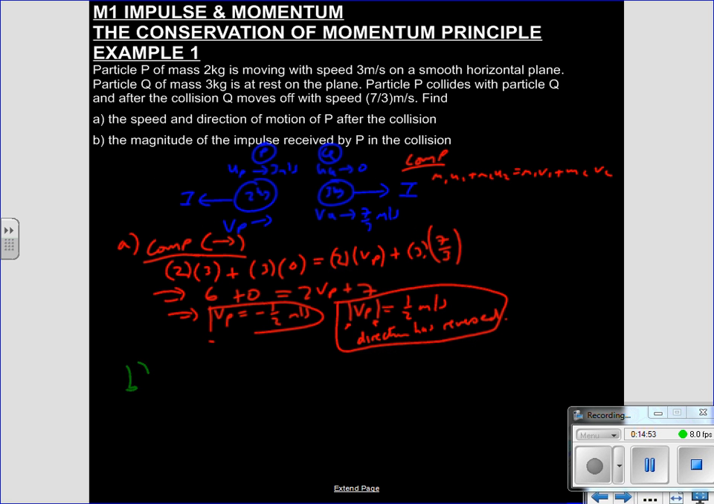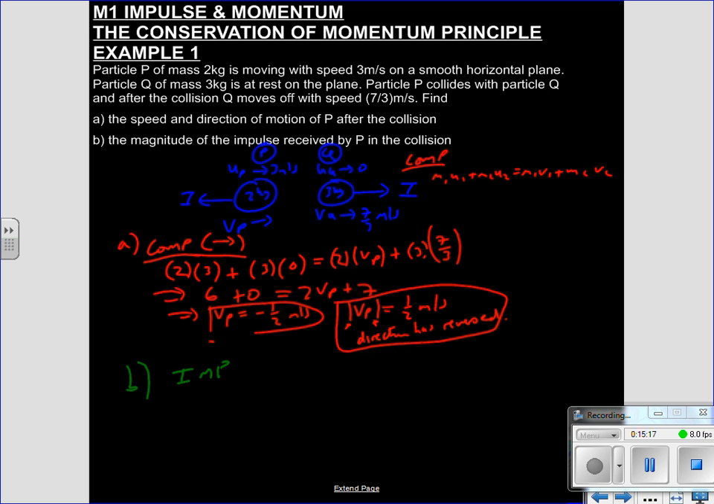Part B says find the magnitude of the impulse received by P in the collision. Just bear in mind the magnitude is going to be the same at P or the same at Q, because equal and opposite reactions, remember? So I can take it anywhere and it should be the same. Q seems easiest because it's all going to the right. There aren't any different directions to think about.